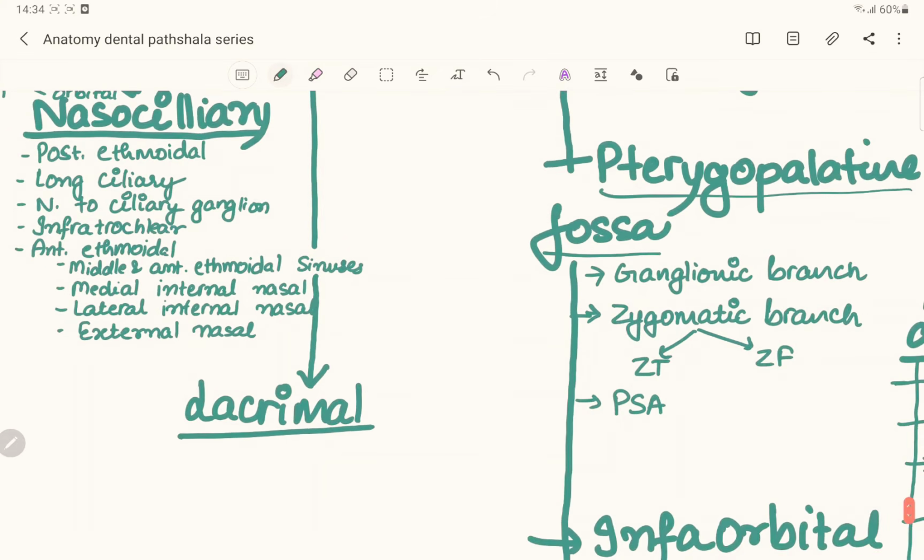The lacrimal branch of the ophthalmic division of the trigeminal nerve is the lateral one. So you can remember L for lacrimal, L for lateral. It is going to supply the lateral part of the upper eyelid. It is also going to convey the secretomotor fibers from the zygomatic nerve to the lacrimal gland.